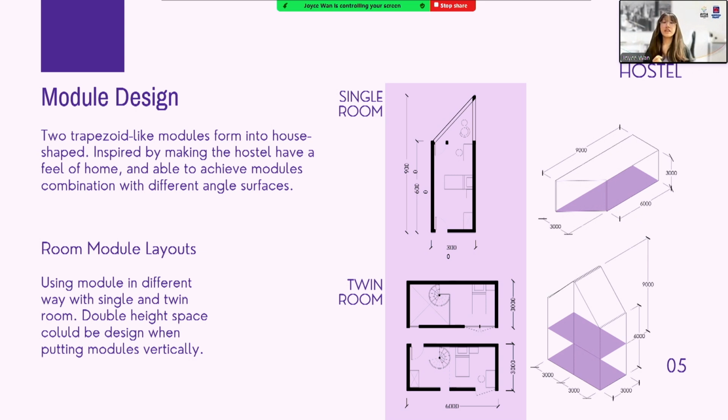In this slide, you can see the plan of different rooms in the hostel. As you can see, I used it vertically in the twin room. I combine two together so that it can be used in different ways and divided into two floors, each with a unique layout and features, and horizontally with the single room, so it is one room for people with different needs.